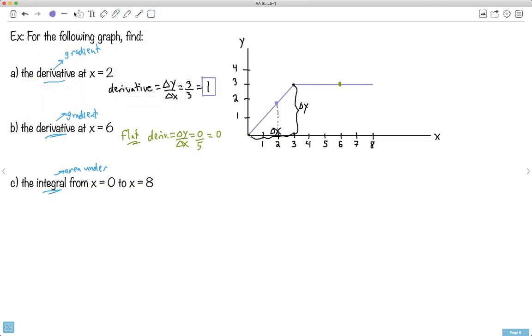So what does that tell me? Well, that tells me that my derivative is 0. That's okay, because it's flat. That should make sense. Let's find the area under the curve. That's what the integral is. The area under the curve from 0 to 8.